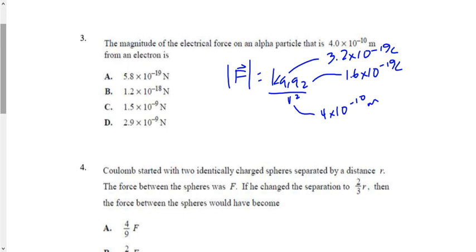Make sure you can do that. Make sure you can do the math and get the right answer there. Also remember that it doesn't really matter what order you put those charges in. You put the electron first versus the alpha particle. It doesn't really matter. When you do the math there, it works out to be D, 2.9 times 10 to the minus 9 newtons.